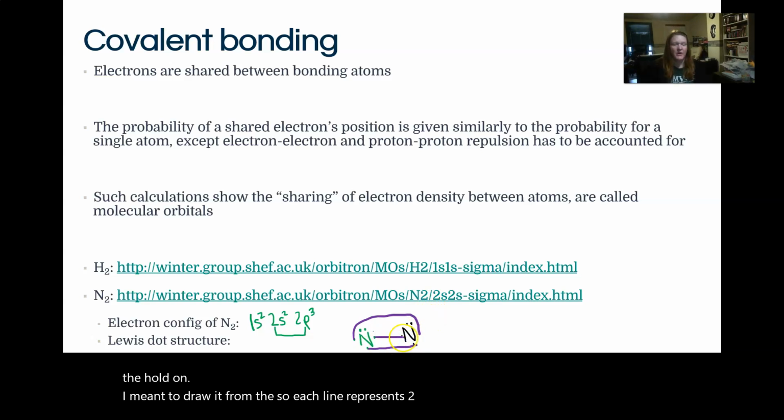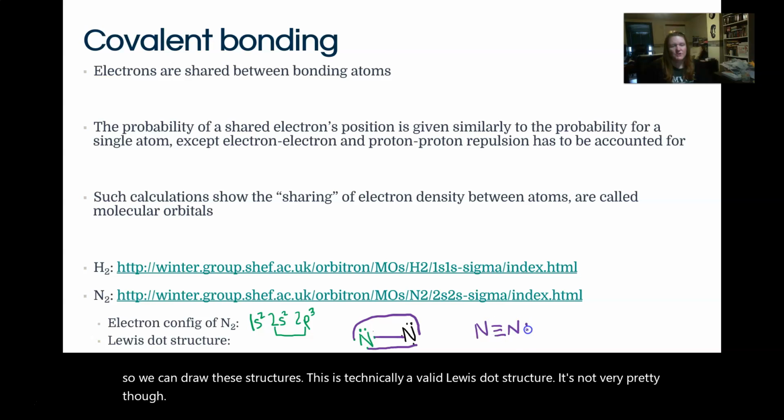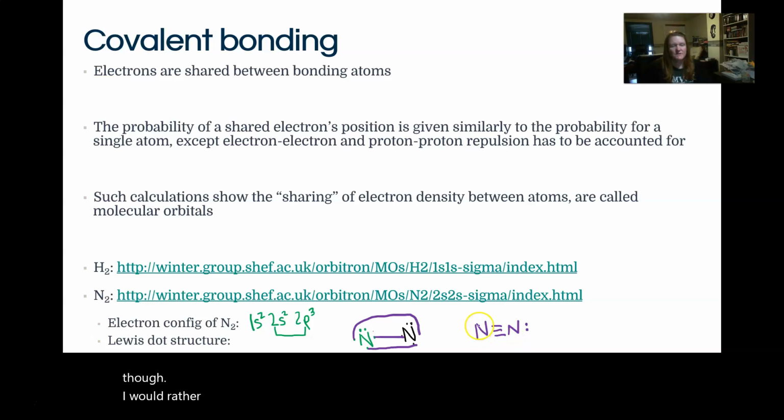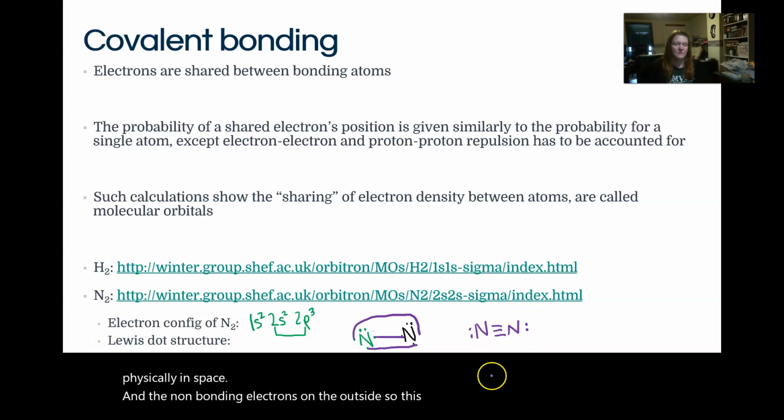And that's a bond. So we can draw these structures. This is technically a valid Lewis dot structure. It's not very pretty though. I would rather show the bonding electrons between the 2 atoms, which is where they are physically in space, and the non-bonding electrons on the outside. So this is the Lewis structure we would get for nitrogen.